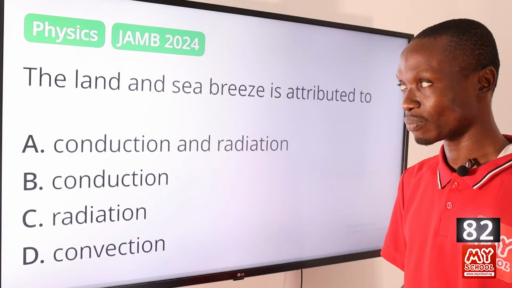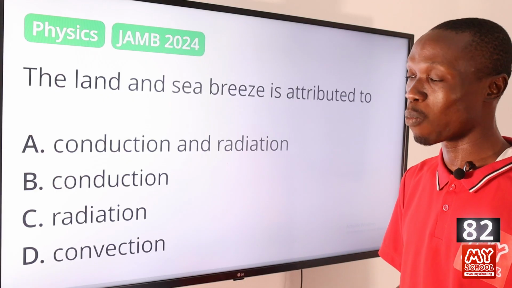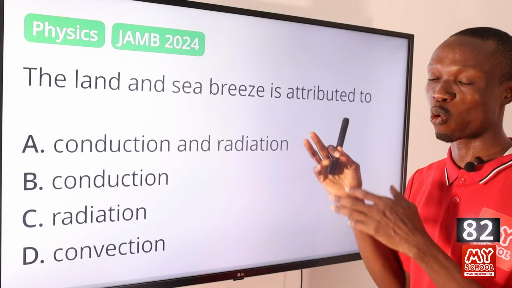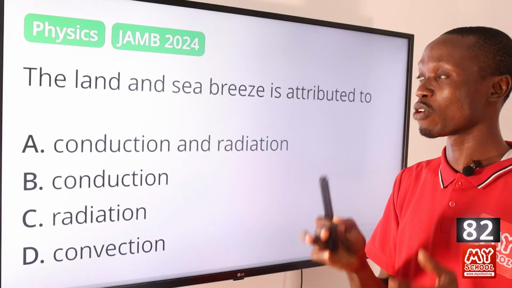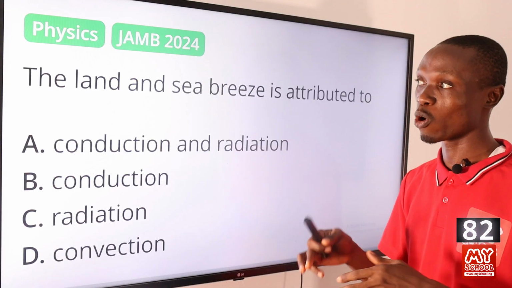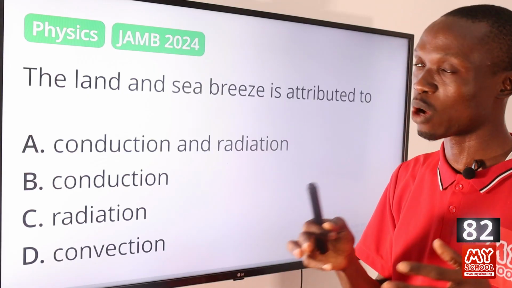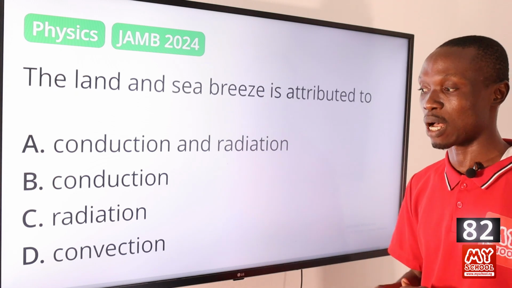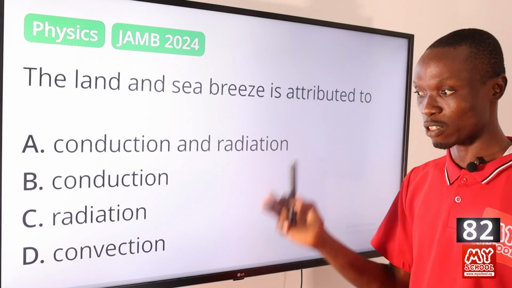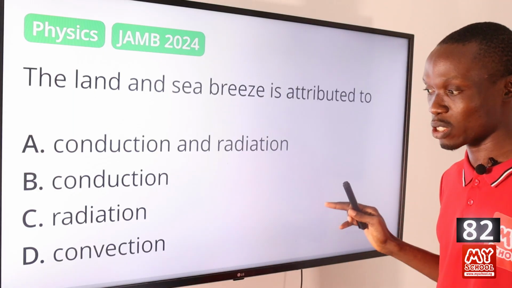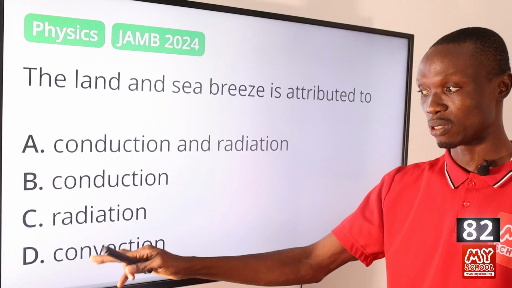So during the day, the land heats up faster than the sea, causing the air above the land to rise and be replaced by cooler air from the sea, creating what is referred to as sea breeze. At night, the land cools quicker than the sea, causing the cooler air from the land to move over to the sea, resulting in what is referred to as land breeze. But the answer to this question is option D, convection, because the land and sea breeze is attributed to convection. So that makes option D the correct answer to this question.